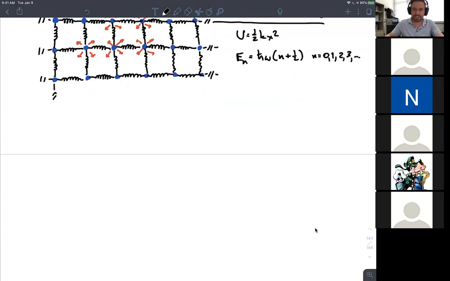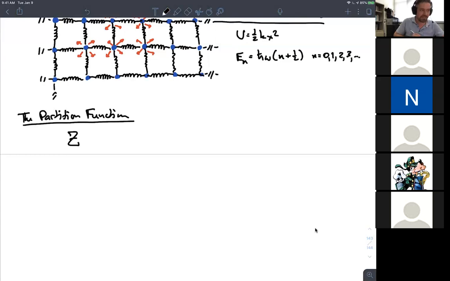So we know the energy levels, so let's calculate the partition function, because why not? That's what you do in statistical mechanics: you calculate partition functions. So if we calculate our partition function, which I will call, as usual, Z, and I will put on it QHO for quantum harmonic oscillator.